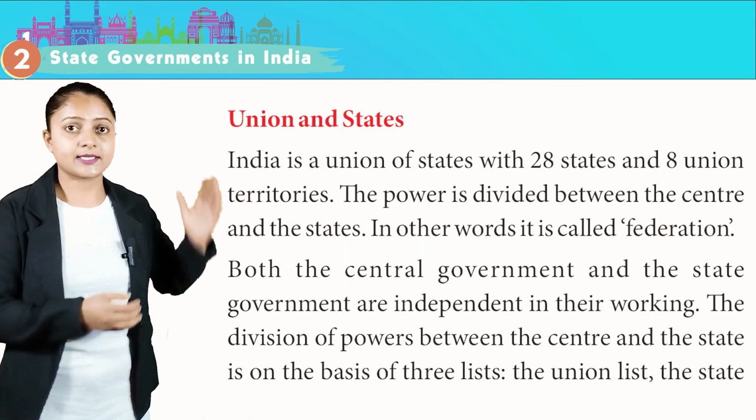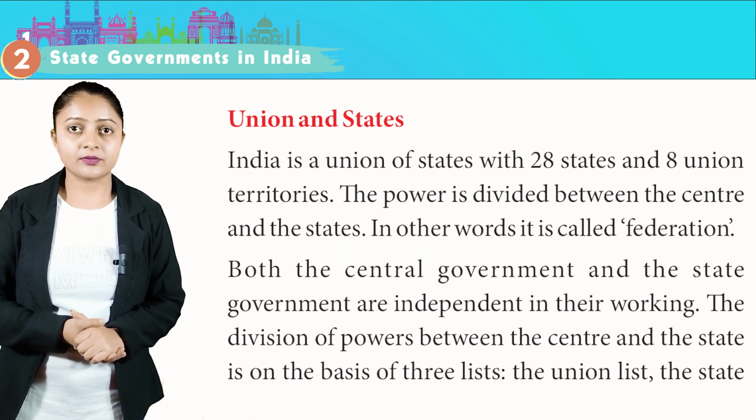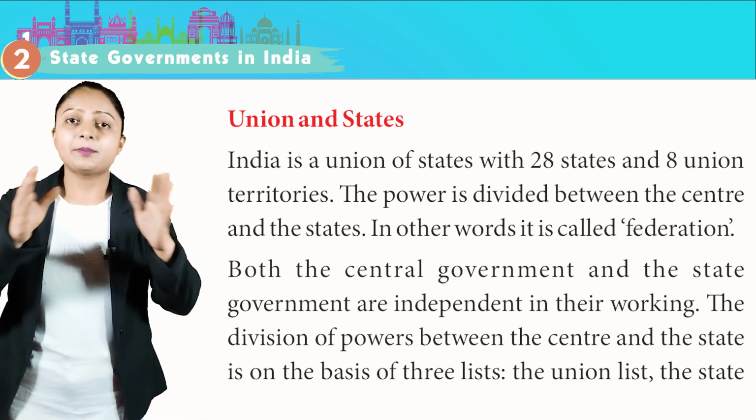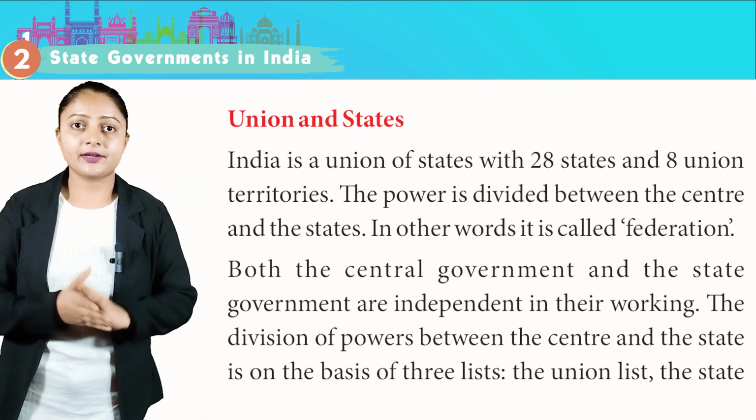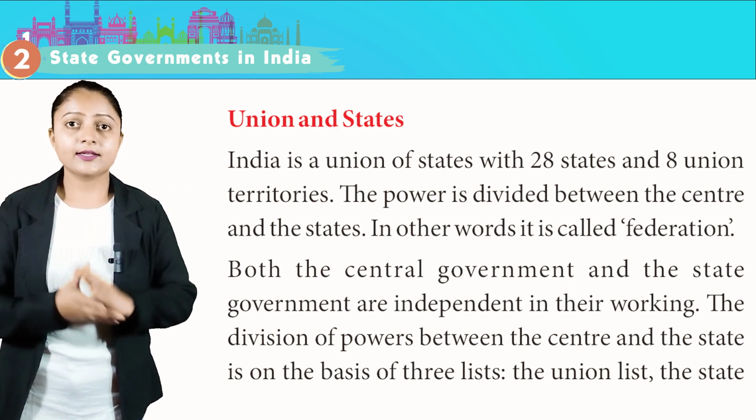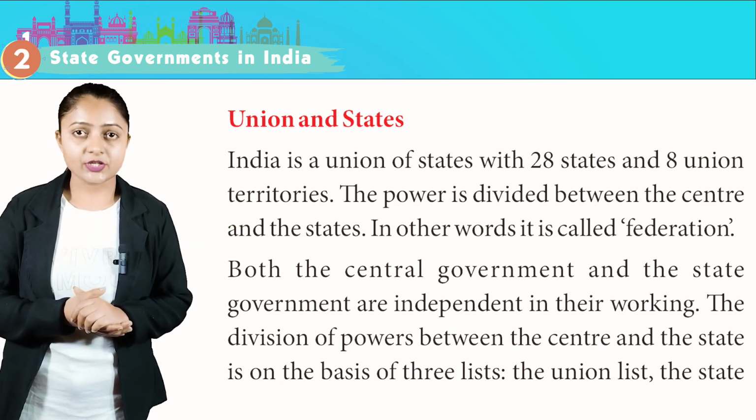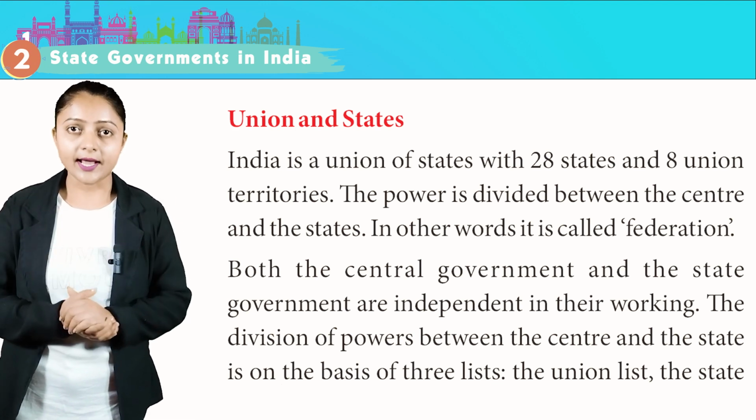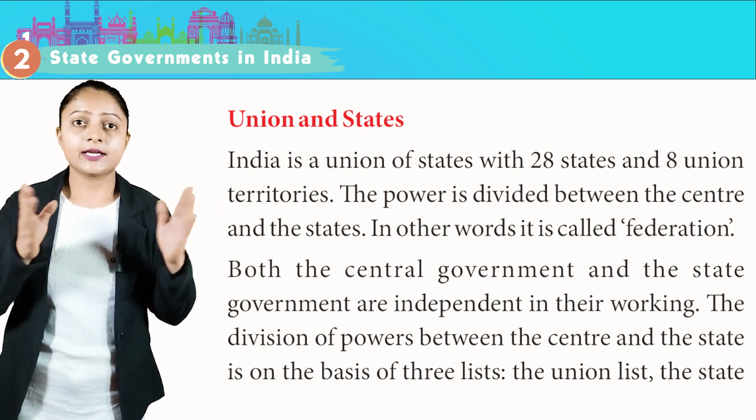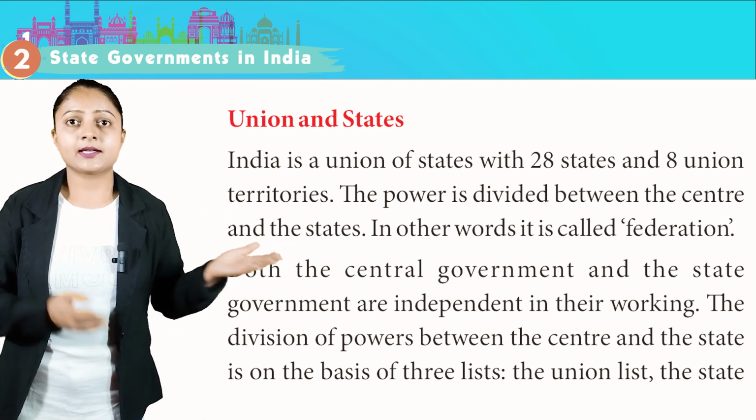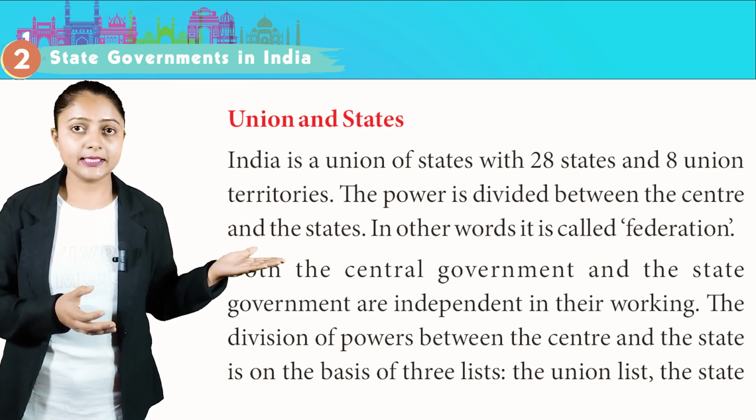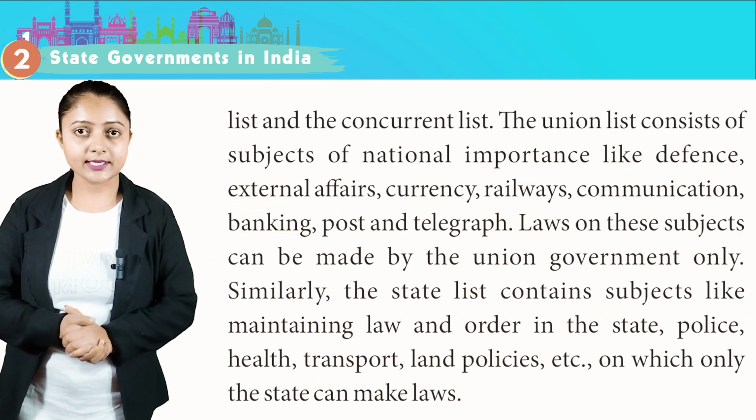Union and States. India is a union of states with 28 states and 8 union territories. The power is divided between the center and the state. In other words, it is called federation. Both the central government and the state government are independent in their working. The division of powers between the center and the states is on the basis of three lists: the union list, the state list, and the concurrent list.